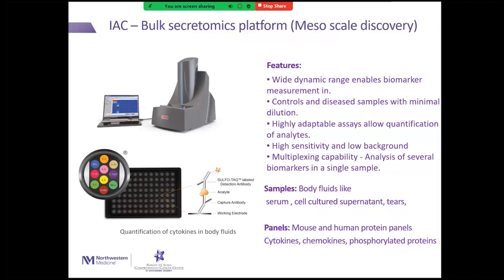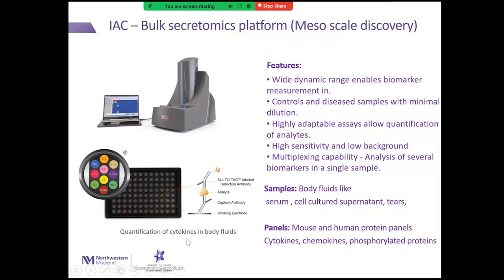So the principle it is based on is that it works like a sandwich ELISA, but it works on the principle of electrochemiluminescence detection. So there's a working electrode here, and there is a capture antibody that you put. Then you put your analyte, and then the detection antibody is sulfo-tag labeled. That's why it provides very high amplification of your signal and low background.